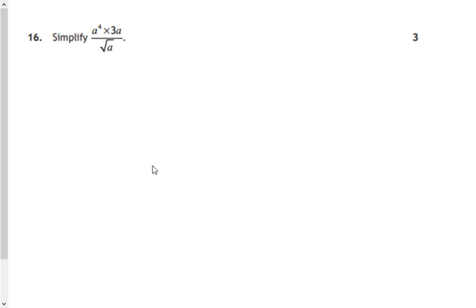Question 16. Simplify a to the power 4 times 3a all over root a. Okay, so using our laws of indices, what we have is a to the power 4 times 3a to the power 1 divided by a to the power 1/2.